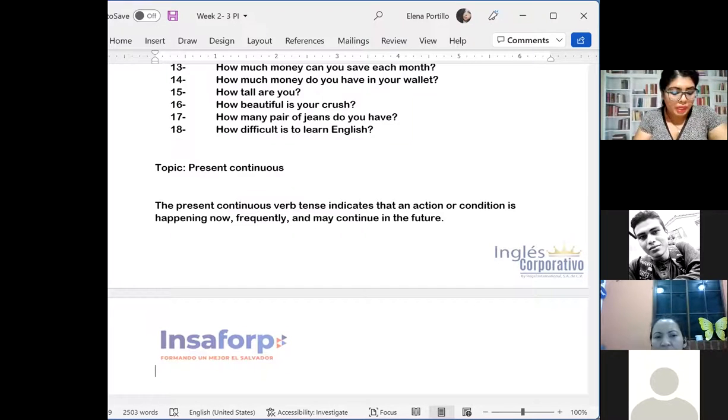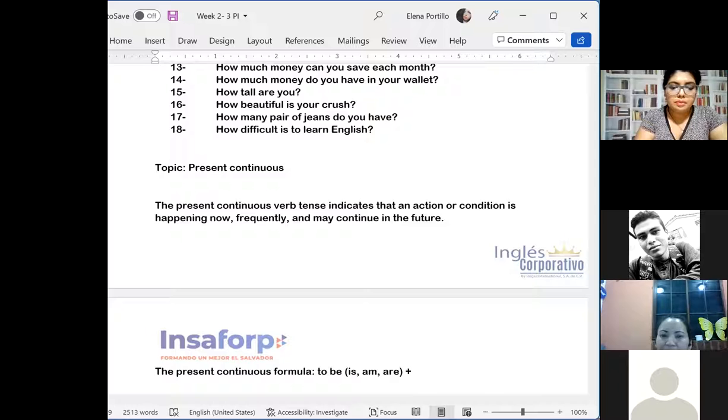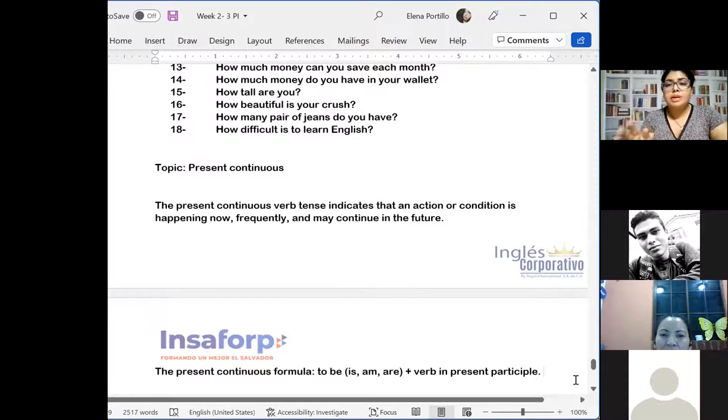So we have here the present continuous formula. We need to create the sentence with the verb to be, that we already know that is in present: is, am, and are, plus the verb in present participle. So that's the structure or the formula that we need to create this kind of sentence. The verb to be in present is, and are, and the verb in present participle.